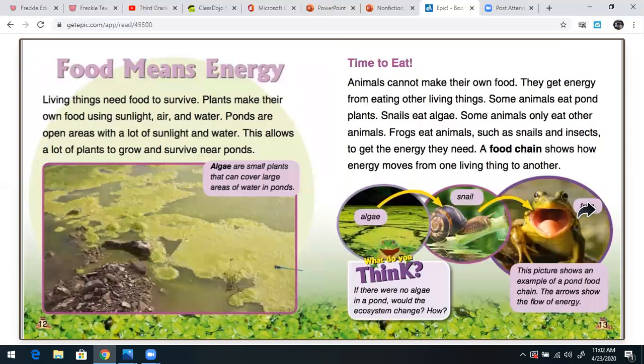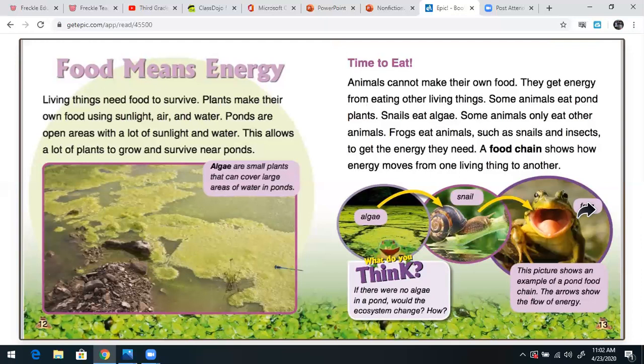Food means energy. Living things need food to survive. Plants make their own food using sunlight, air, and water. Ponds are open areas with a lot of sunlight and water. This allows a lot of plants to grow and survive near ponds. Time to eat. Animals cannot make their own food. They get energy from eating other living things. Some animals eat pond plants. Snails eat algae. Some animals only eat other animals. Frogs eat animals, such as snails and insects, to get the energy they need. A food chain shows how energy moves from one living thing to another.